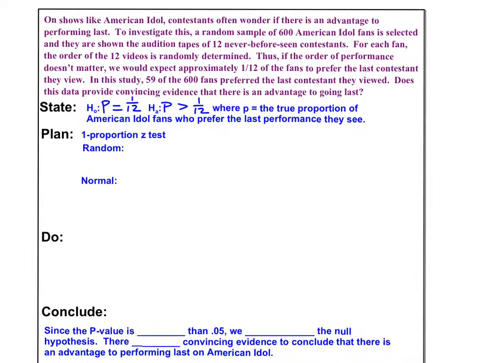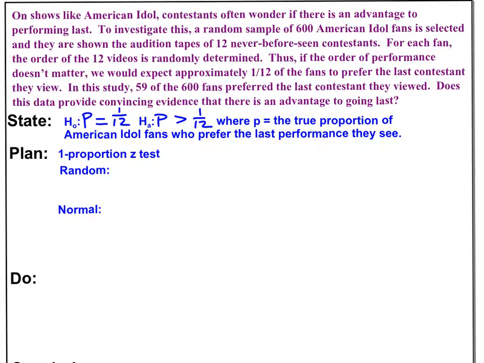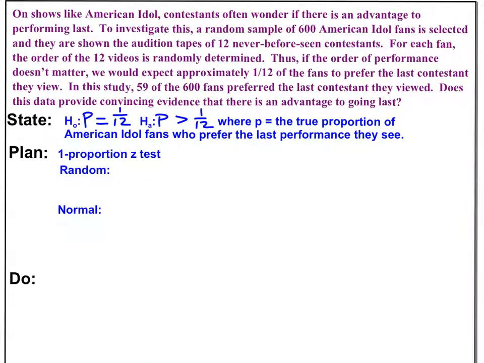All right, so here is the first one we'll look at. Context is basically that it's a test to see if performing last, this uses data from American Idol, but pretty universal idea that if it's a show or any kind of contest that's displaying a talent, is it advantageous to go last?